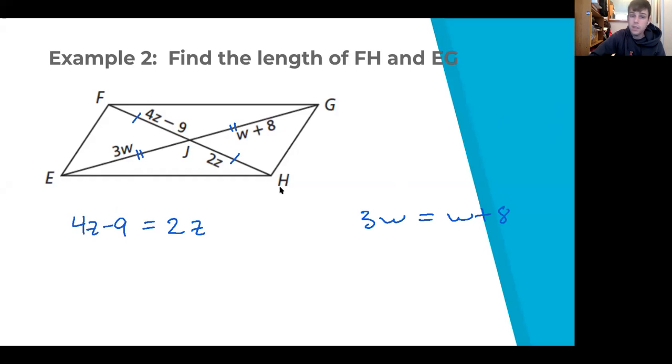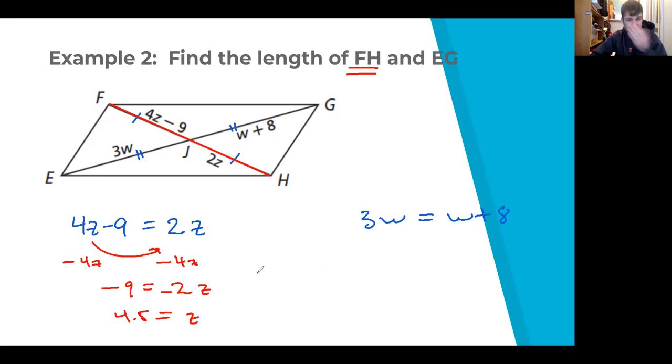So with those 2 equations, we can solve, let's see, we're looking for FH, which is our whole diagonal length here. And we're also looking for EG, okay, which is the other whole diagonal length. So let's go ahead and solve these 2 equations. I'm going to put all my z's on that side, so I'll subtract 4z. That gives me negative 9 equals negative 2z. Divide by negative 2, I get 4.5 for z. Okay, 4.5 for z, so that means this is 2 times 4.5, so this is 9, and this is 9, so FH is 18.